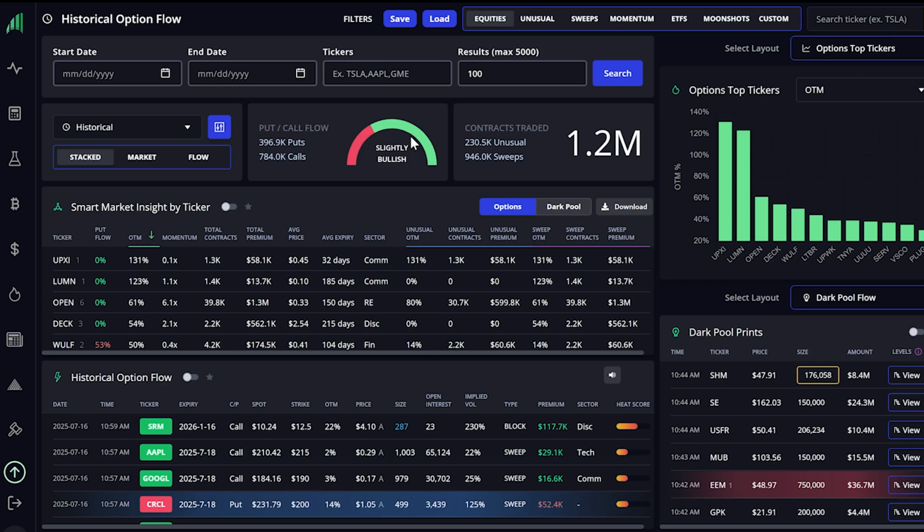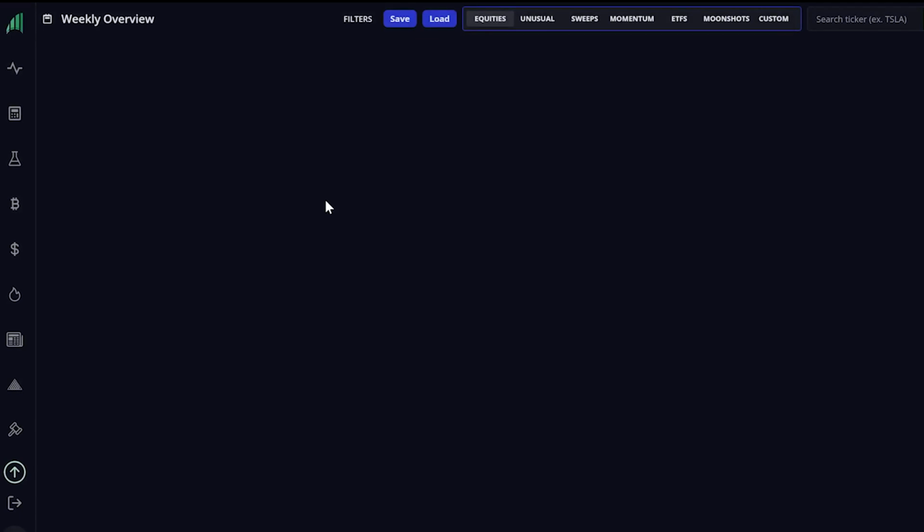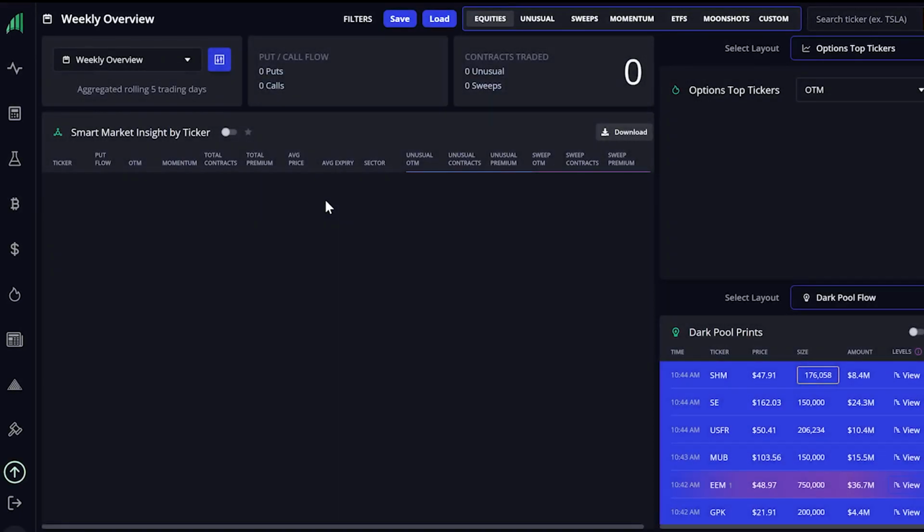Things like average daily volume and Insider Finance's algorithm to pick out unusual activity kind of already do this for you, but it's nice to be able to dig in a little bit more if you want to. The weekly overview I don't find to be as helpful, but it's kind of a neat metric. You can look at contracts traded over the past 5 trading days.